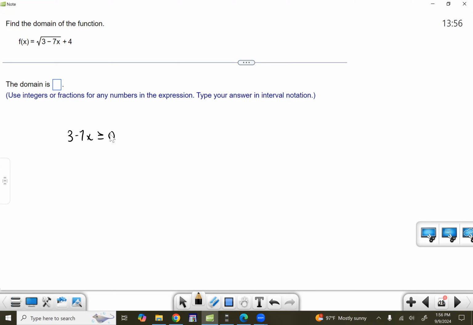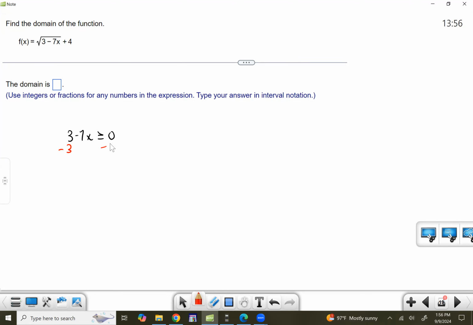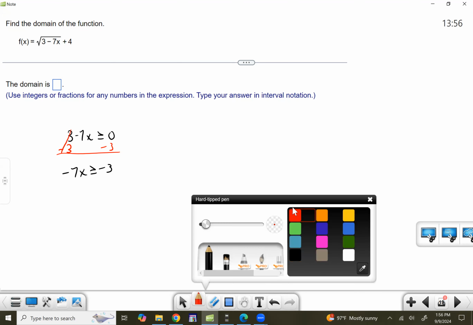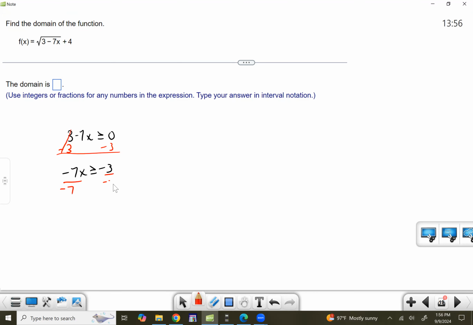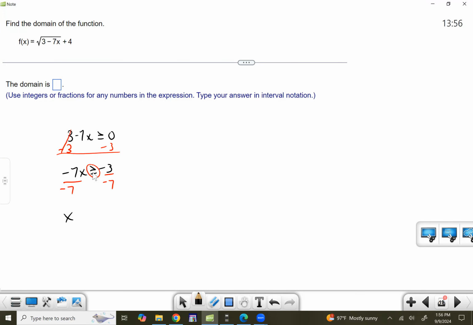All right, so we're going to try to solve for the x. So the first thing I'm going to do is subtract that 3 from both sides of the inequality. Now, this is an important step because I'm dividing by a -7. Anytime you divide by a negative, that sign has to switch. So instead of being a greater than or equal to, it's going to be a less than or equal to. And a negative divided by a negative equals a positive. So this should be 3/7.